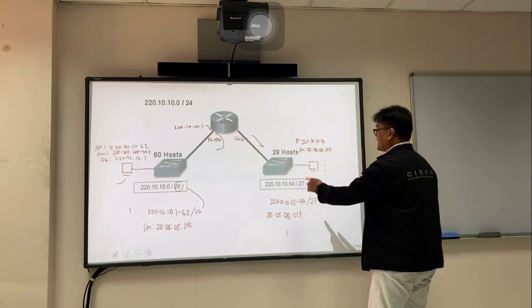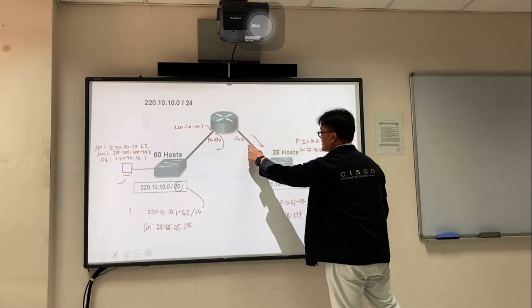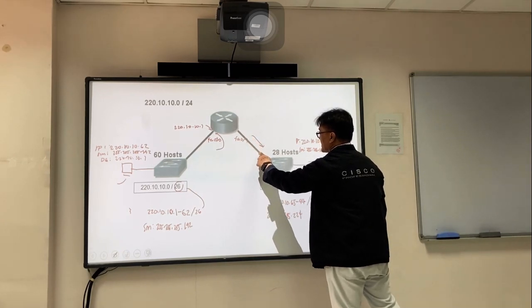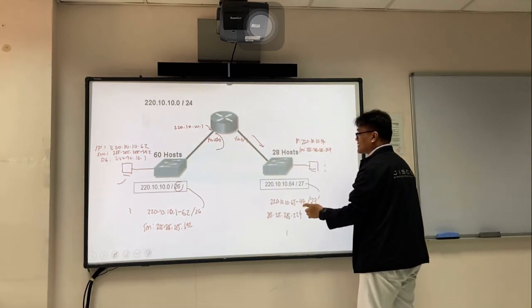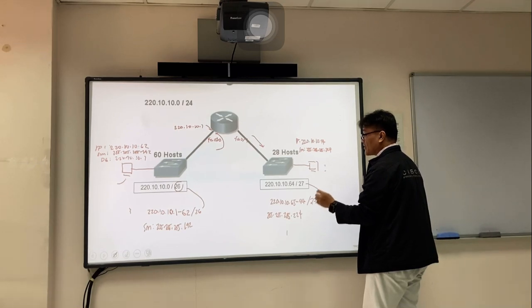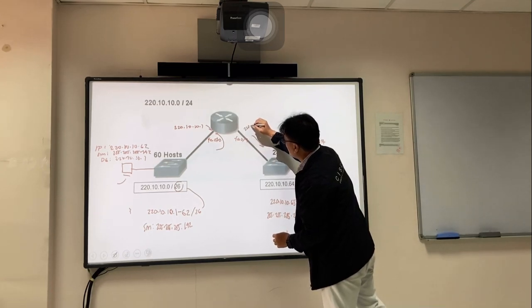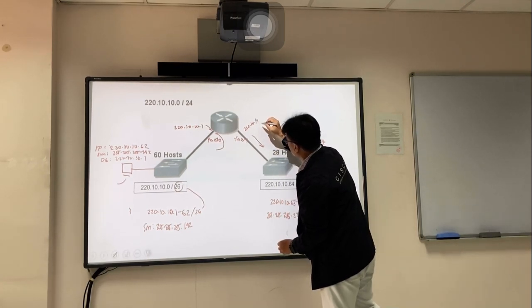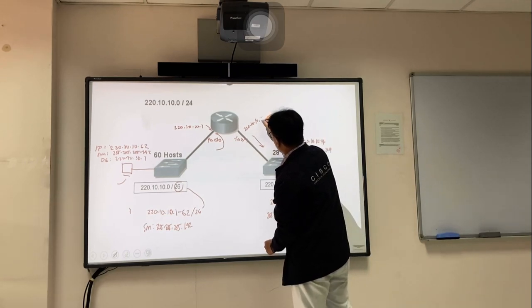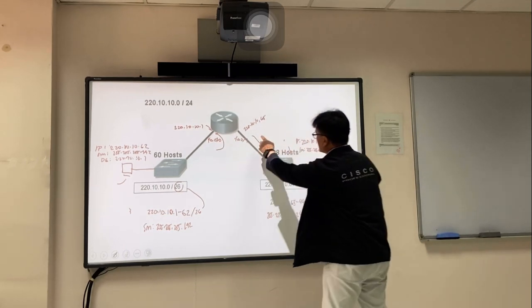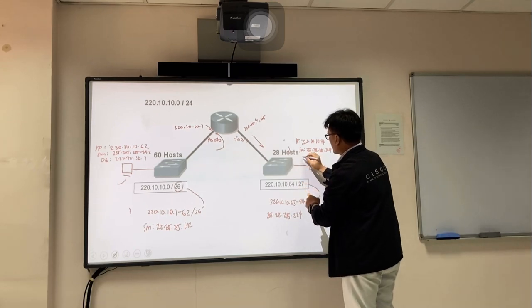And the fast Ethernet 0/1 interface of this router should be assigned an IP address. If the situation tells us that we have to assign the first usable IP address, it should be what? 65, you get the idea. So this should be 220.10.10.65. That same IP address is going to be the default gateway for this computer.